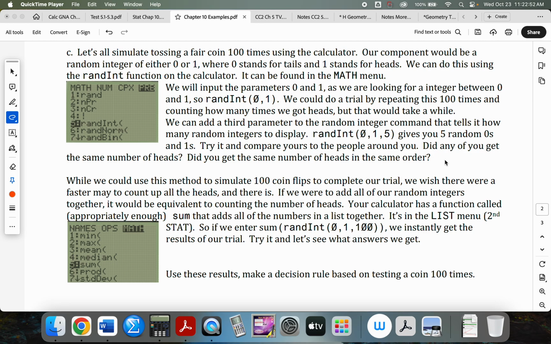So you could do this 100 times and keep track of it. You could have it give 100 random numbers between 0 and 1. But if you wanted to know how many heads that was, you'd have to keep track, right? You'd have to go through and count them all. Or the other thing you could do, and I don't know where this is on the Numworks.